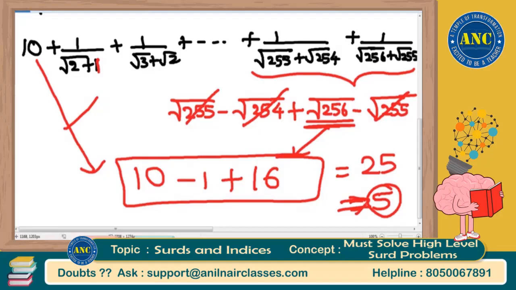Previous question, last term, how is it cancelled? Because previous term is root 255 plus root 254. Plus root 255 minus root 255 will cancel. Similarly, minus root 254 will cancel here with plus root 254, plus root 254 minus root 253 will cancel with plus root 253, like that it continues. It's very difficult to tell these terms sometimes.